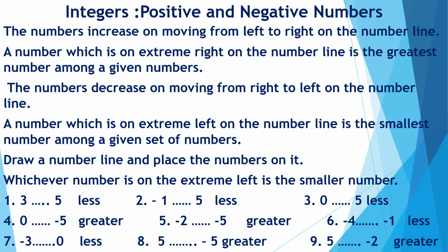-3 and 0. -3 is towards the left of 0. So -3 is less than 0. 5 and -5. Now 5 is to the right of -5. So 5 is greater than -5. 5 and -2. 5 again is to the right of -2. So 5 is greater than -2.